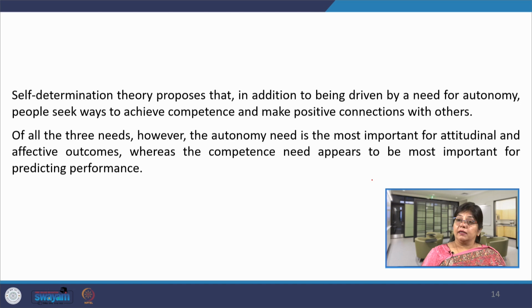Now, the point is that when all the needs are satisfied, they are of prime importance, but autonomy is of double prime importance, because these needs will lead to outcomes, whereas the competence need appears to be most important for predicting performance. So, each and every need is interrelated and every need is highlighted when the other two needs are also highlighted. So, these three needs, autonomy, relatedness and competence, work in sync. When all the three needs are satisfied at different levels, it ultimately leads to intrinsic motivation, and the outcome is enhanced or heightened performance. Okay.